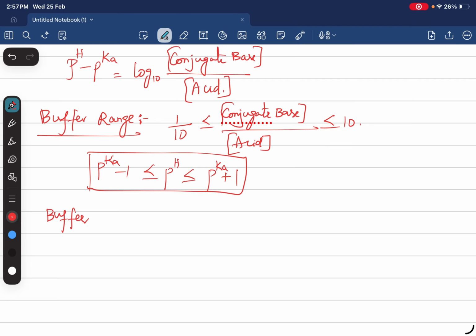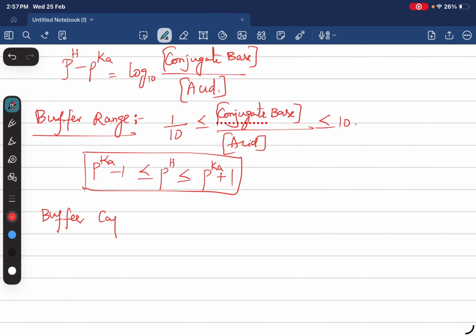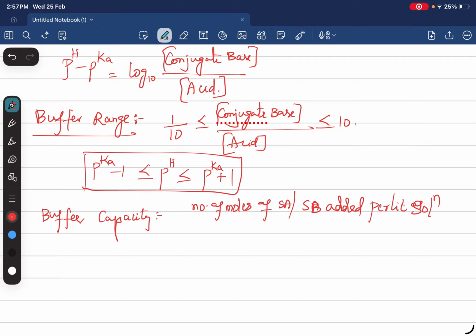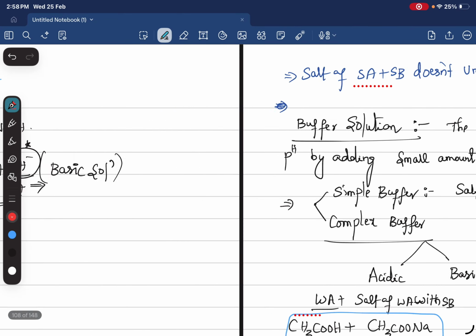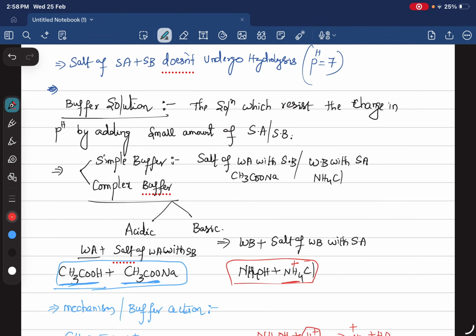Coming to the next, buffer capacity. Buffer capacity is nothing but the number of moles of strong acid or strong base added per liter of solution to change the pH. The change in pH of a buffer is nothing but buffer capacity. So these all are the related formulas and derivations for buffer. These are very important.